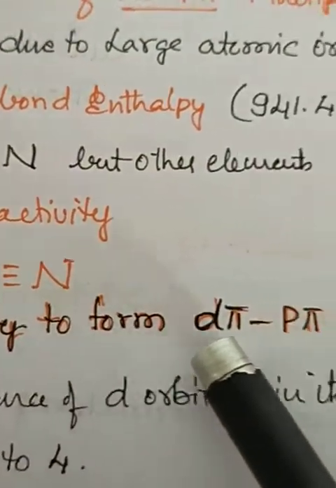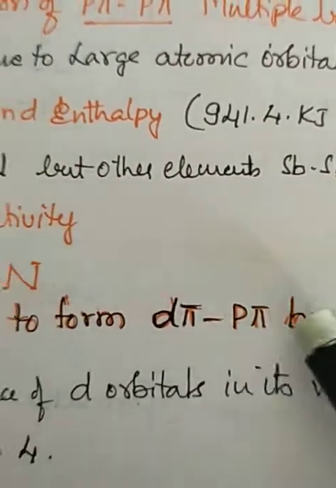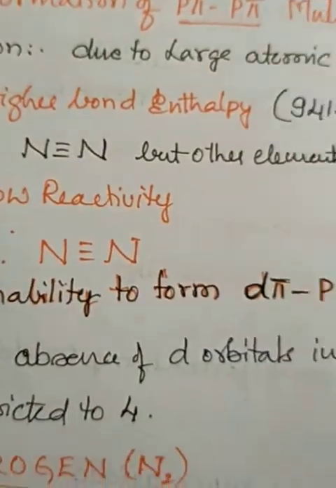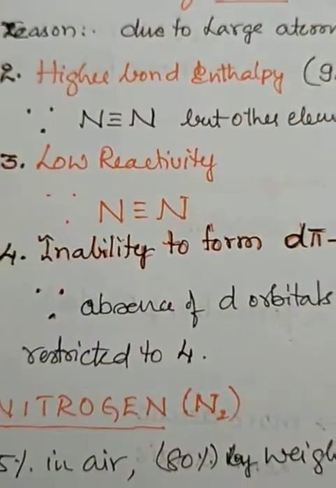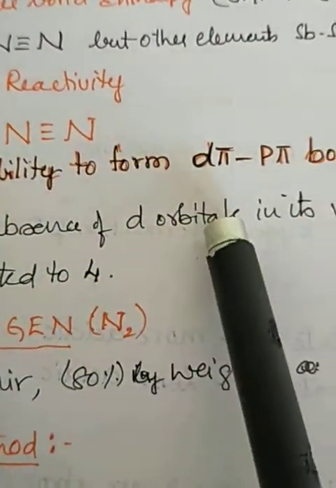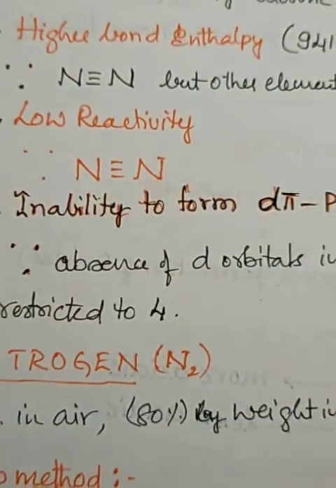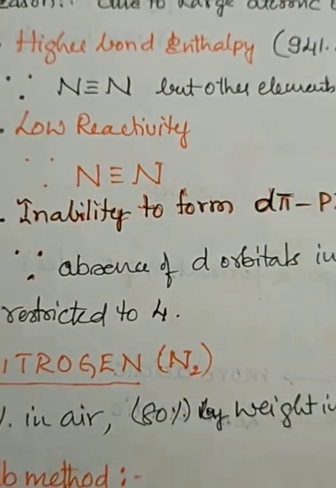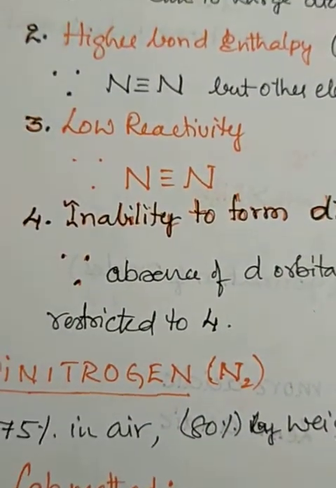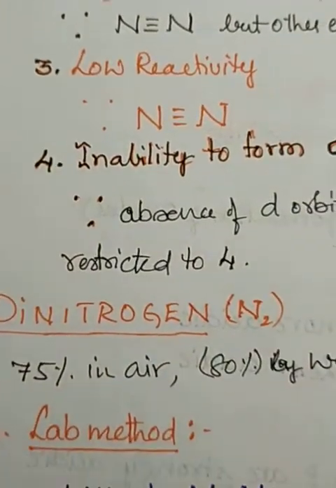Now, inability to form d-pi bonds: nitrogen cannot form d-pi bonds. It only forms p-pi bonds, because of the absence of d orbitals. The same reasons come again: smaller size, high electronegativity, high ionization enthalpy, and absence of d orbitals. These come under the anomalous properties of nitrogen.